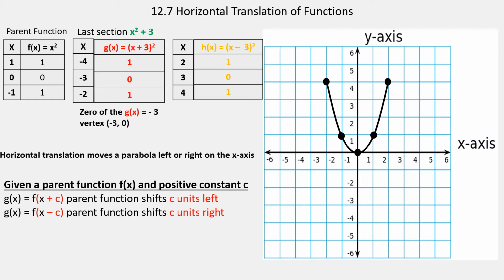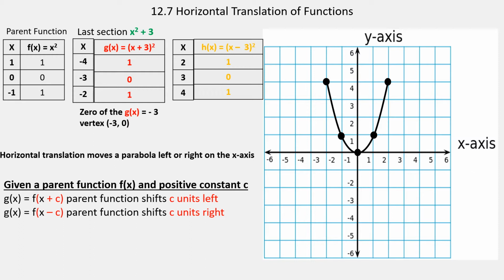But now, in the previous section, there's a couple of things that are different. If you look in the previous section, 12.6, we had something like this. We had something like x squared plus 3. Now look at the red g of x, the function of g of x. What do you notice is different between that red function, the g of x, and this green function here?